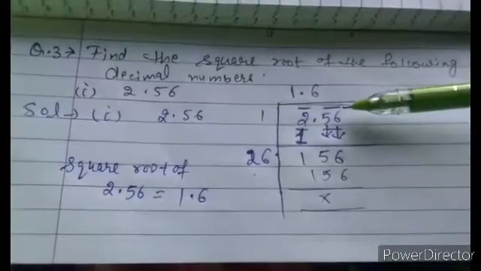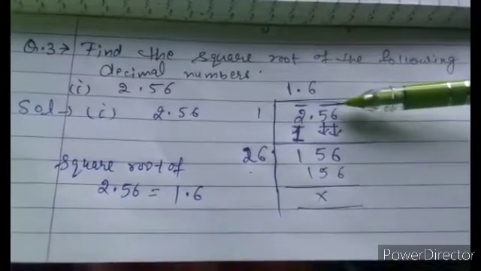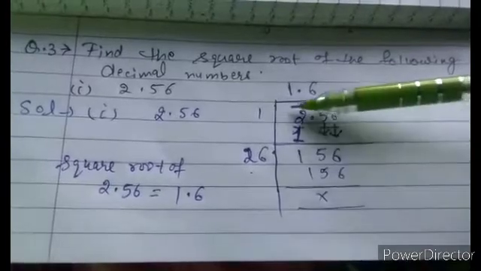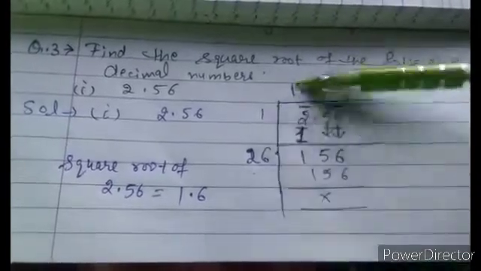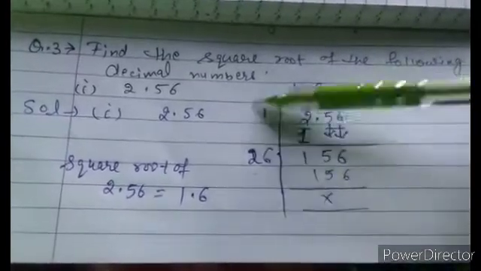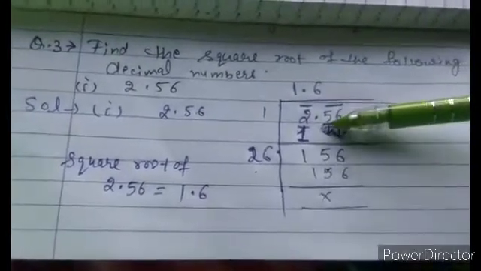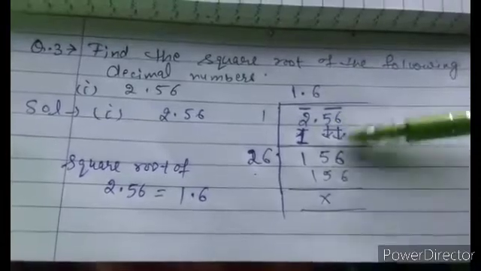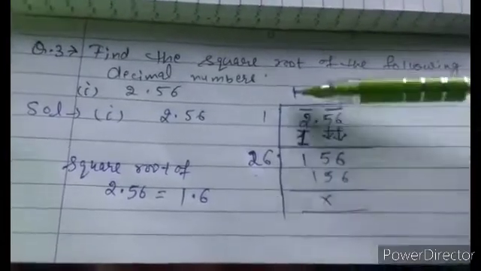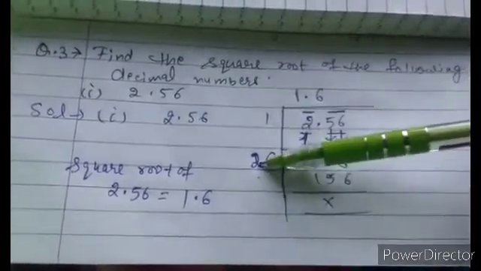Now you can see, the first step is to make pairs. So we will make pairs. 1 1 ja 1, because 2 2 ja 4 would be more than 2. So 1 1 ja 1, and here 56. The complete pair will come down. With 1, 1 plus 1 is 2.